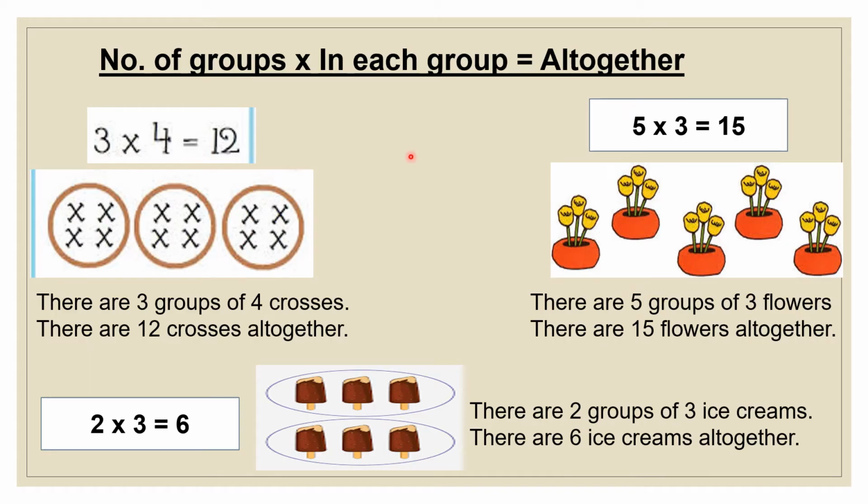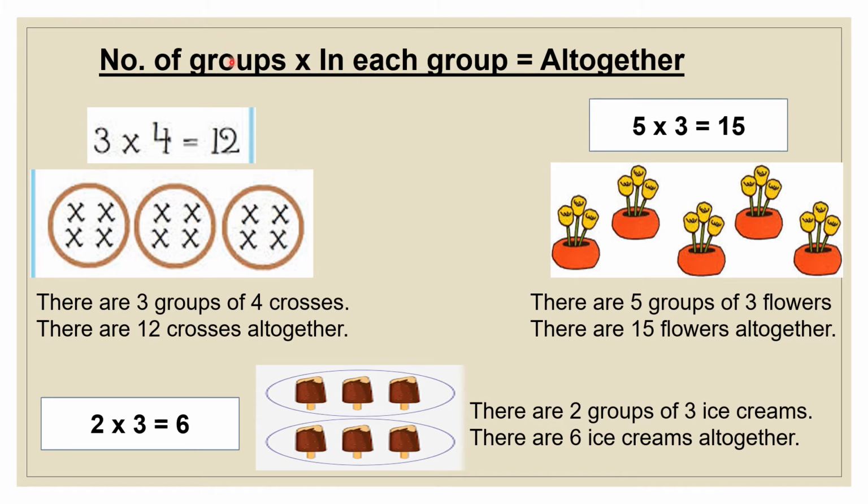Now let's learn one more important thing. I think you have already learned this in your previous class, but it's better if you revise things. Whenever we are multiplying two numbers together, what is the answer we get? The answer is basically the total amount, that is the all together. Whatever answer we get by multiplying two numbers is the all together amount, that is the total number. And what two numbers do we multiply? We multiply the number of groups with the data in each group.